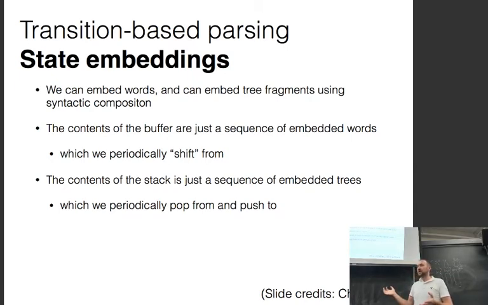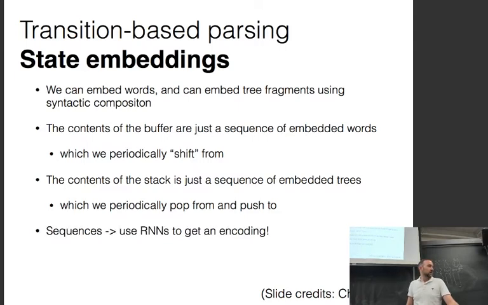So I just showed you how to embed tree fragments. We have tree LSTMs, or we have a biLSTM composition function that we can call recursively. And this particular method is using the biLSTM composition function to compose these trees. So the contents of a buffer are basically this sequence of embedded words, which we periodically shift from. And the contents of the stack are a sequence of embedded trees that we periodically pop from and push to. And because these are sequences, we can use an RNN to get the encoding.